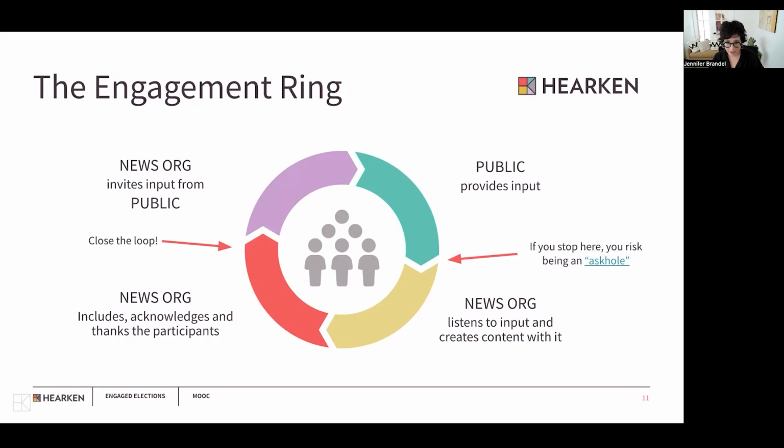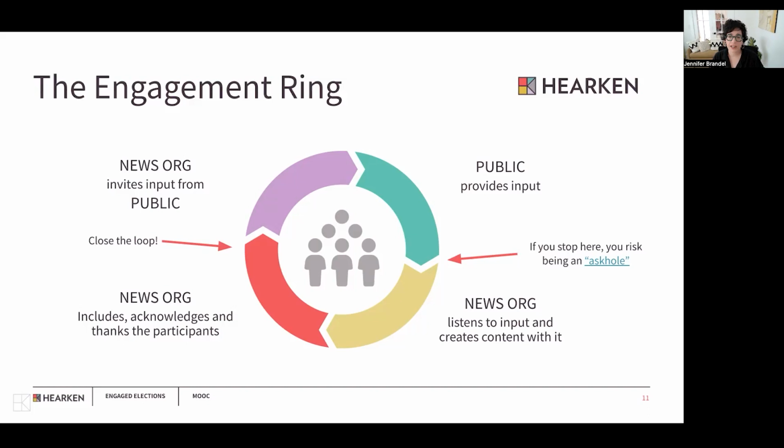If you stop here and you collect a bunch of insights, but you don't actually do anything with the feedback or follow up, we call that being an asshole. You don't want to be an asshole. The third step is taking the responses, learning something, and integrating that into your decision making and whatever products you make, whether that's a story, an event, a video, a strategy, some kind of decision, whatever it is.